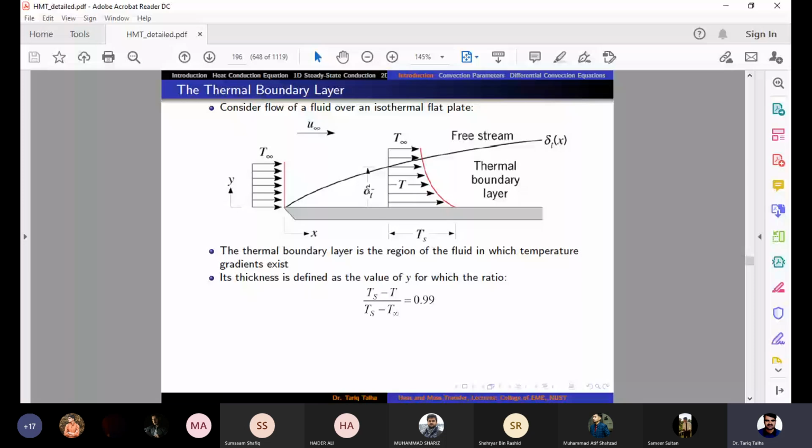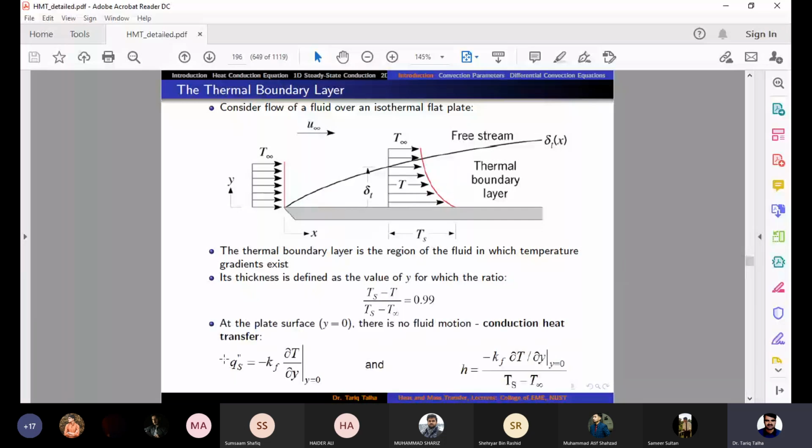So as we discussed the velocity boundary layer, or precisely we call it the hydrodynamic boundary layer, in similar terms we can define the thermal boundary layer. And then for that, Qs is equal to minus Kf into partial T by partial y at y equal to 0 for the first molecular layer.